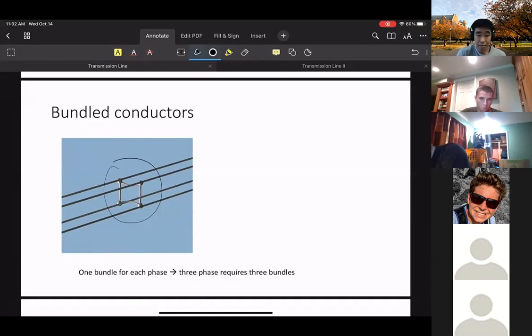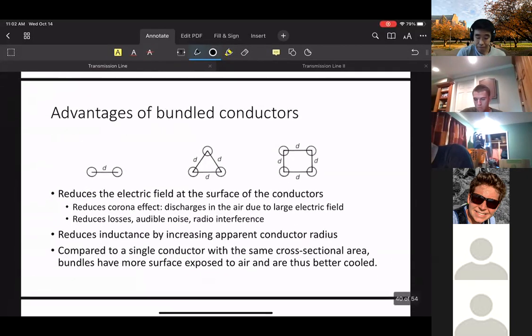And this is done because bundling conductors has several advantages. Basically, it reduces the surface electric field of the conductors, reduces inductance, and the conductors are cooled better. So there are reasons we bundle them.